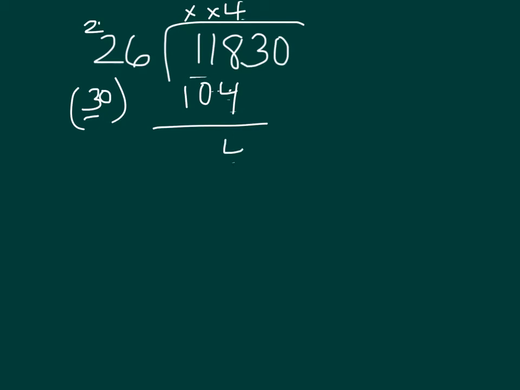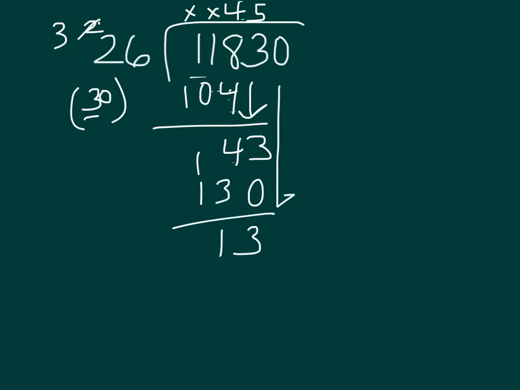10, so I have 14. Bring down my 3. 3 goes into 14. I'm going to say 5 because I can see 104 and I know that's going to be too high of a remainder. 5 times 6 is 30. 5 times 2 is 10 plus 3 more is 13.